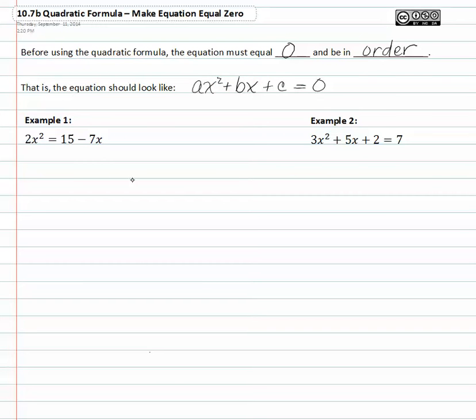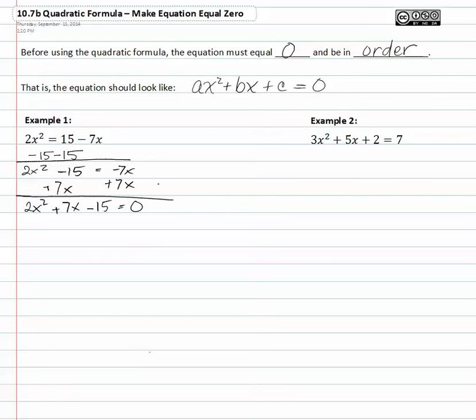Let's take a look at example 1. We have 2x squared, and we need to get 15 and negative 7x on the same side of the equal sign. We do this by adding the opposite. We will subtract 15 from both sides. Now we have 2x squared minus 15 equals negative 7x, and then we'll add 7x to both sides. And that will give us 2x squared plus 7x minus 15 is equal to 0.